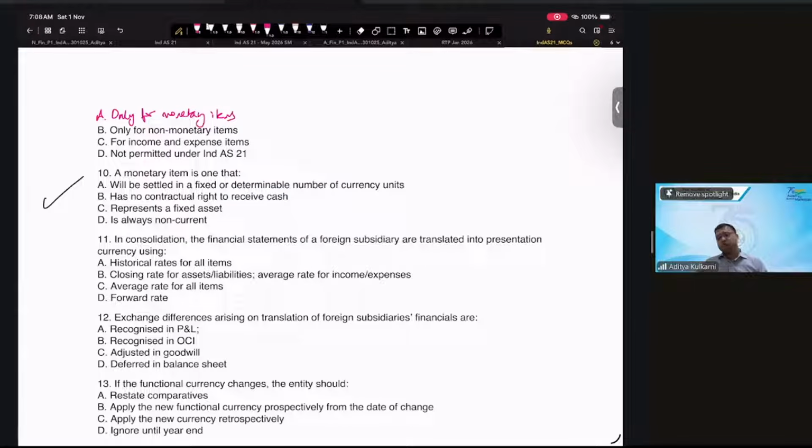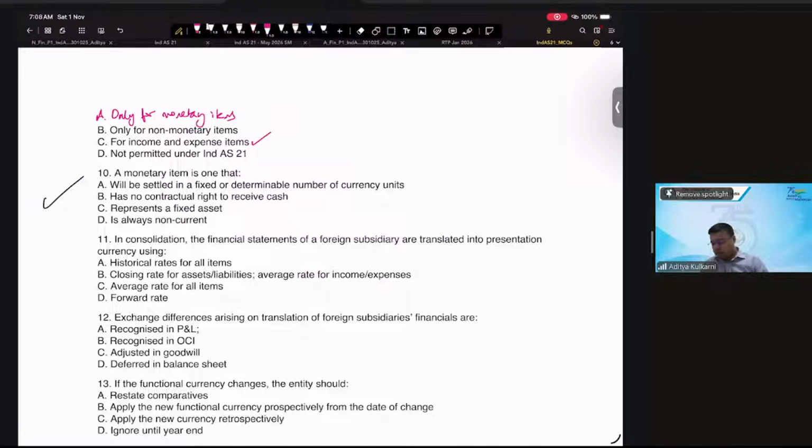Income and expense, you are permitted average rates, right? We have seen, in fact, that the standard permits you to use an average rate if the fluctuation is not much. So for income and expense items, you can use an average rate. Yes or no? Yes, sir.